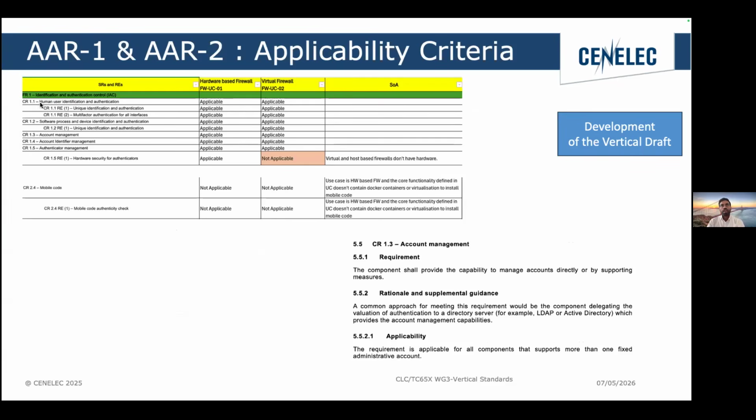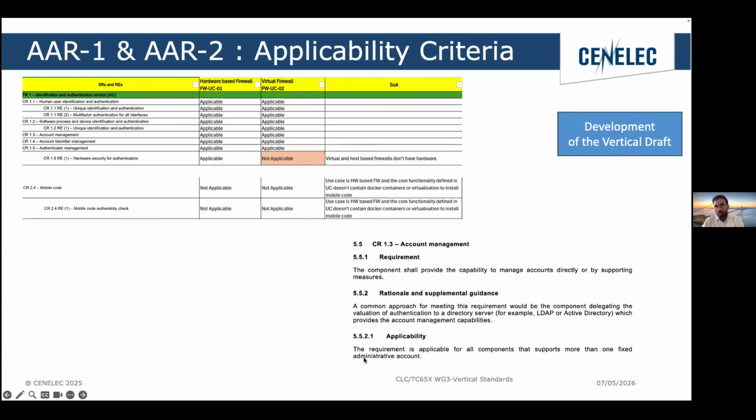This is an example for AR1 and AR2. If you see the hardware-based firewall, we took the list of component requirements and checked whether each requirement is applicable for the hardware firewall. When I see hardware security for authenticators, definitely it is not applicable for the virtual firewall, and there is also a statement of applicability on why it is not applicable. If you take the mobile code example, it is not applicable for either the hardware firewall or the virtual firewall, because the core functionality of the product is just to protect the network, but it's not describing the virtualization or Docker containers and so on. So it's not applicable.